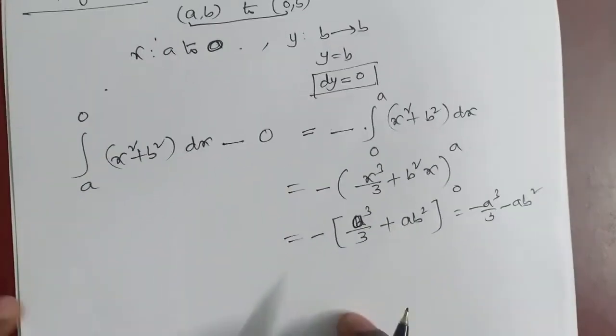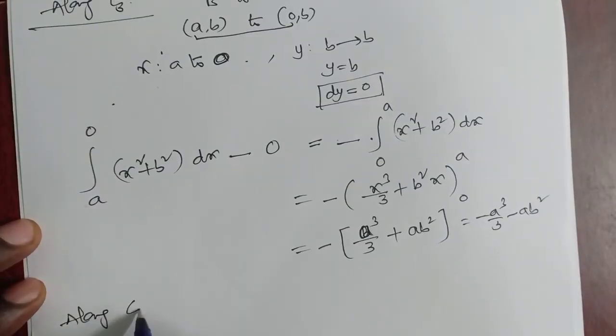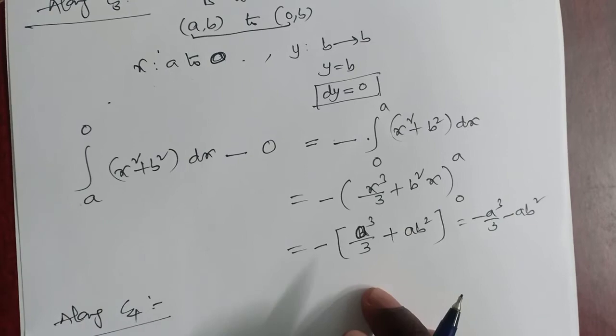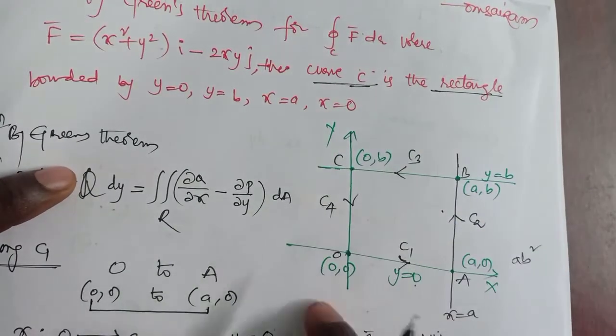This is along C3. Now after along C3, finally we have along C4. So coming to the graph, along C4 it is 0B to 00.